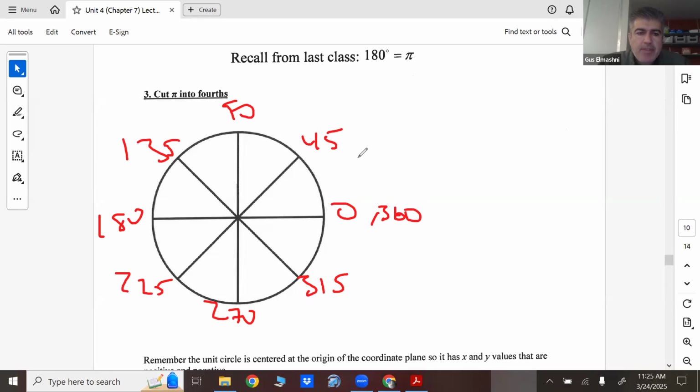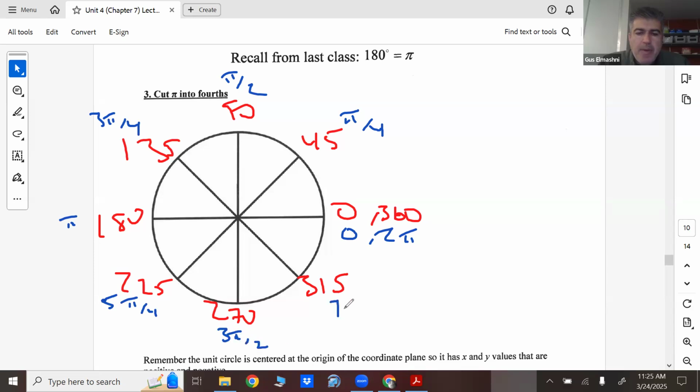And in radians, we'll do radians in blue. That'd be 0 or 2 pi. Pi over 2, therefore that's pi over 4. Pi, 3 pi over 4. 5 pi over 4. 3 pi over 2. And 7 pi over 4. And hence you get back to 2 pi, or 8 pi over 4. So pi over 4, 2 pi over 4, 3 pi over 4, 4 pi over 4, 5 pi over 4, 6 pi over 4, 7 pi over 4, 8 pi over 4. And of course, we can reduce those if we need to.